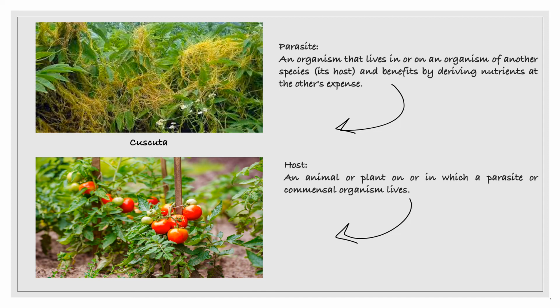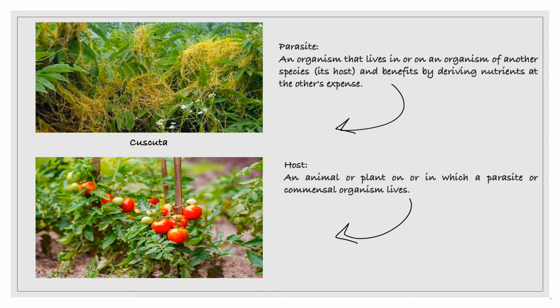So now this green plant can carry out photosynthesis, so it will make food. And a marble, since it lives on this green plant, absorbs its food, it absorbs the nutrients from the green plant it is living on. So that's why a marble is a parasite.